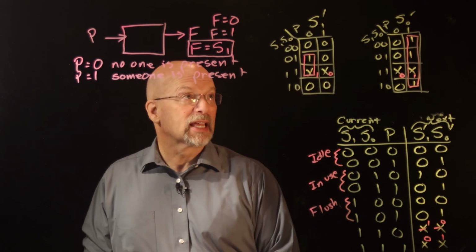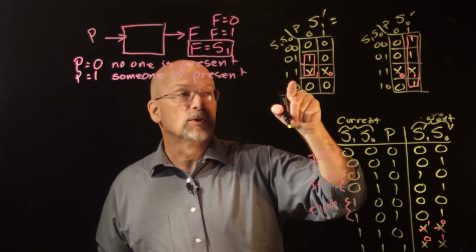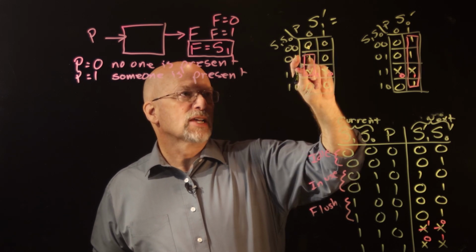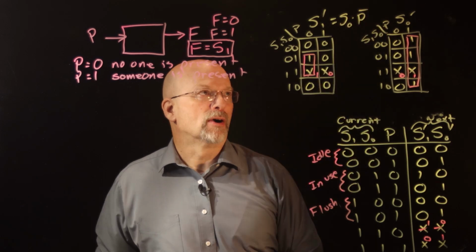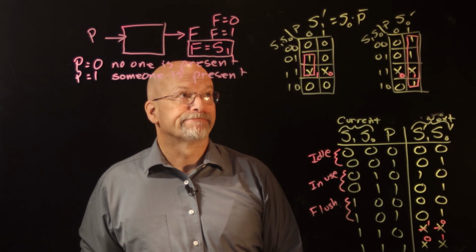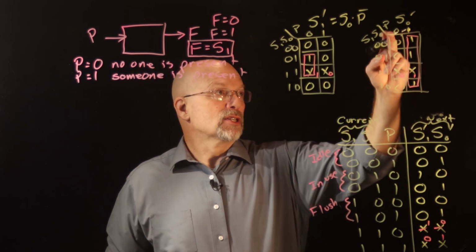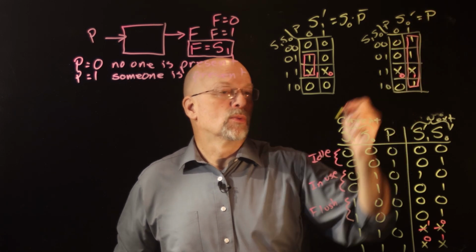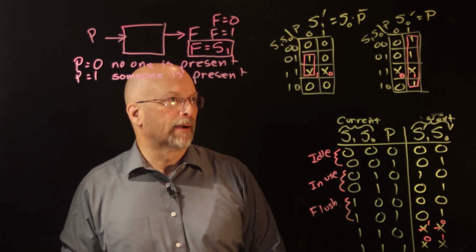Now, what is that going to give us for expressions? Well, S1 prime is going to be equal to, if P is 0 and S0 is 1, so this is S0 P bar, inverted P. This one right here, as long as P is equal to a 1, S0 prime is going to be equal to a 1. So S0 prime is just equal to P. All right? I think that's right.